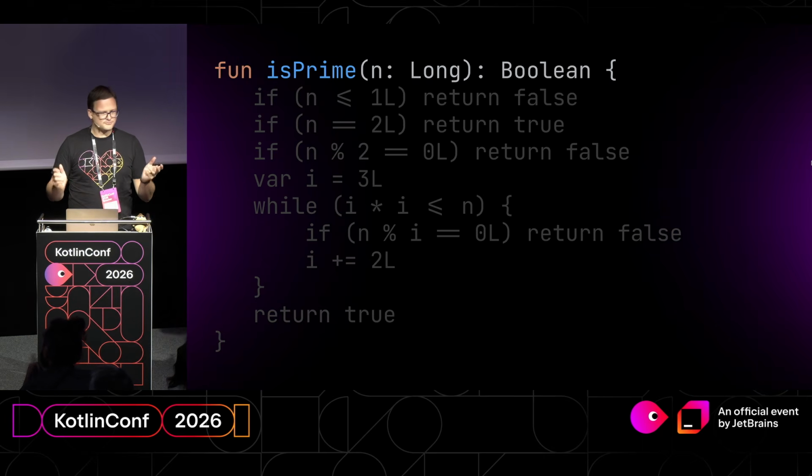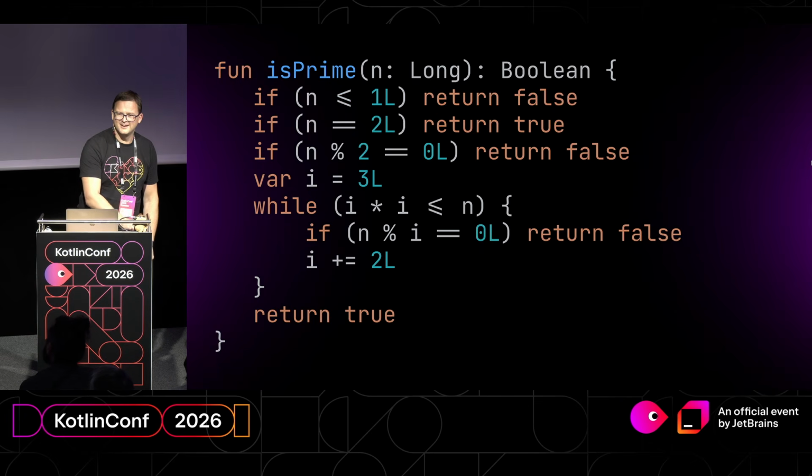Is prime, the code really doesn't matter, so we're just going to call is prime in many different contexts. And every time we run it, we're going to hit the bell.